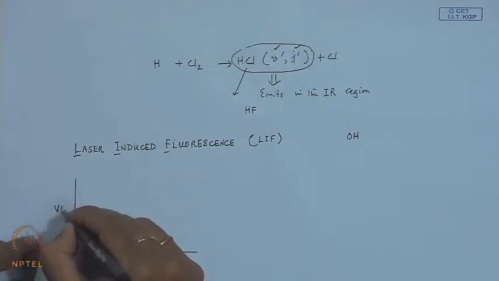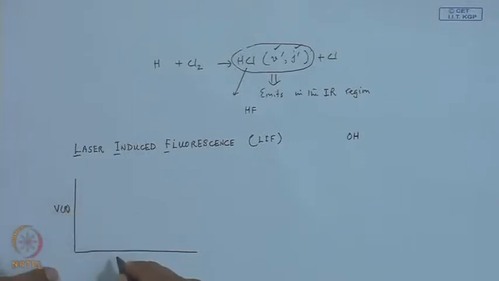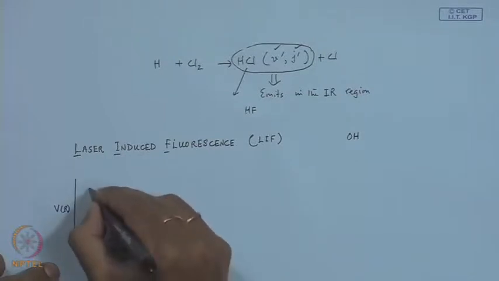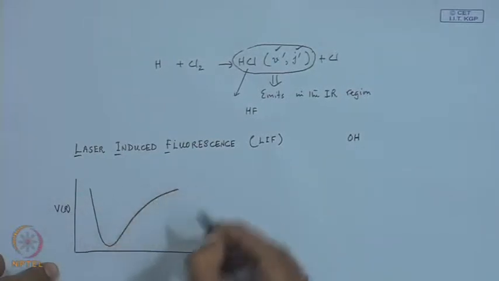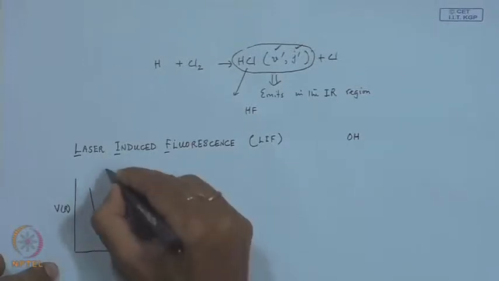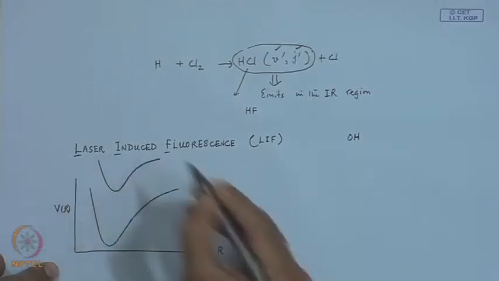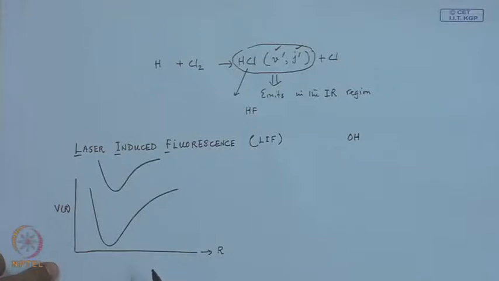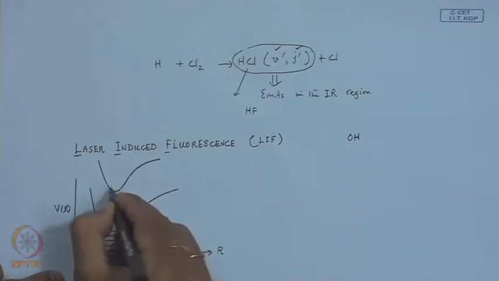So V(R) is the potential energy function as a function of R. This is the lower potential energy surface, and this is your upper potential energy surface. I have drawn a potential energy diagram, not the surface, because it is a cross section of a three-dimensional or multi-dimensional potential energy surface. So these are the various vibrational levels, vibrational ladders.